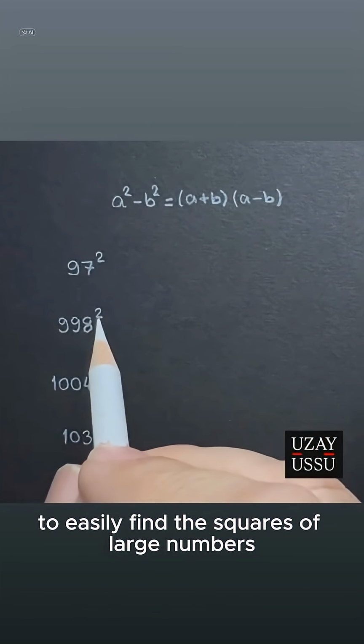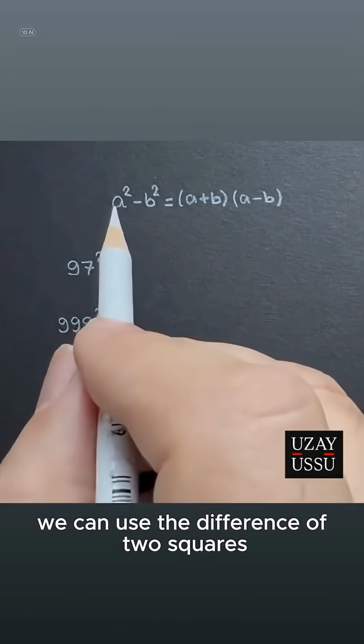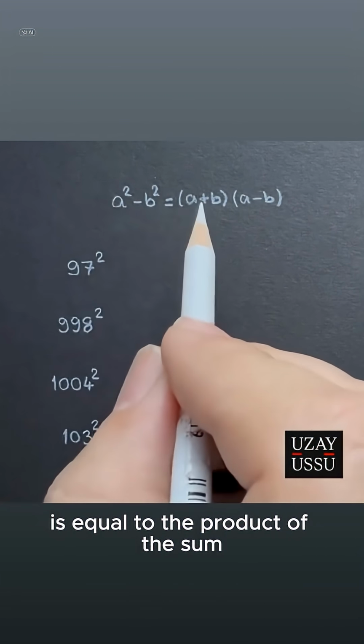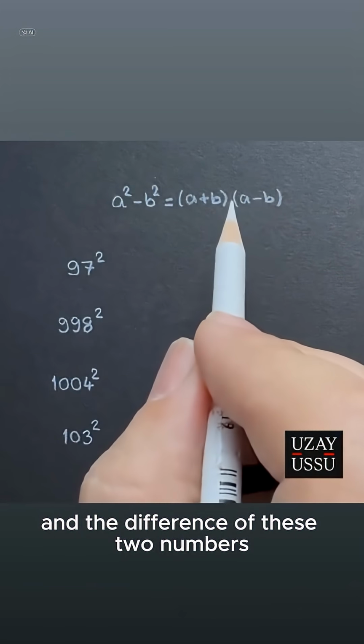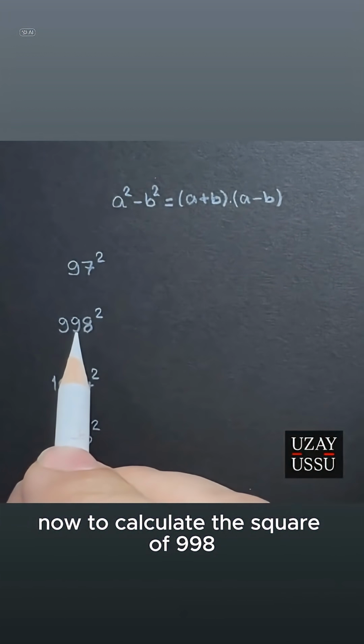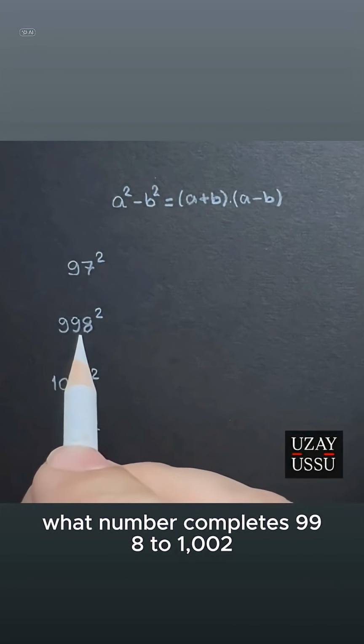To easily find the squares of large numbers, we can use the difference of two squares. The difference of two squares is equal to the product of the sum and the difference of these two numbers. Now, to calculate the square of 998, what number completes 998 to 1000?